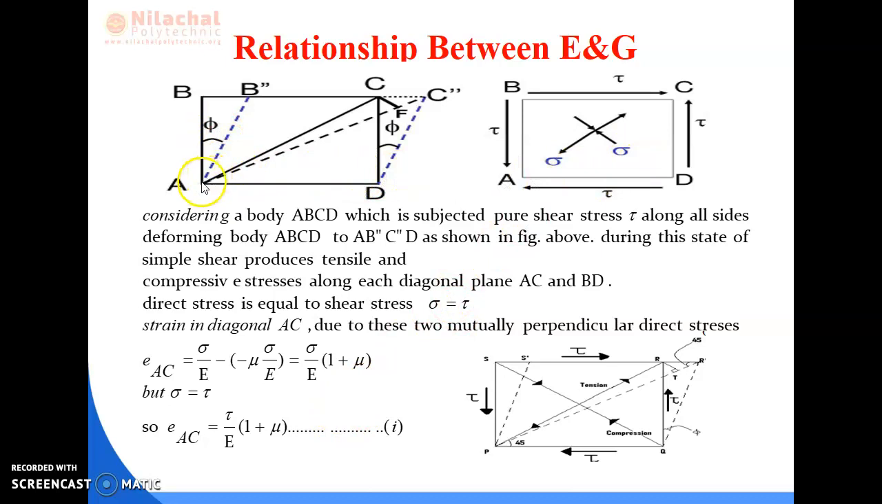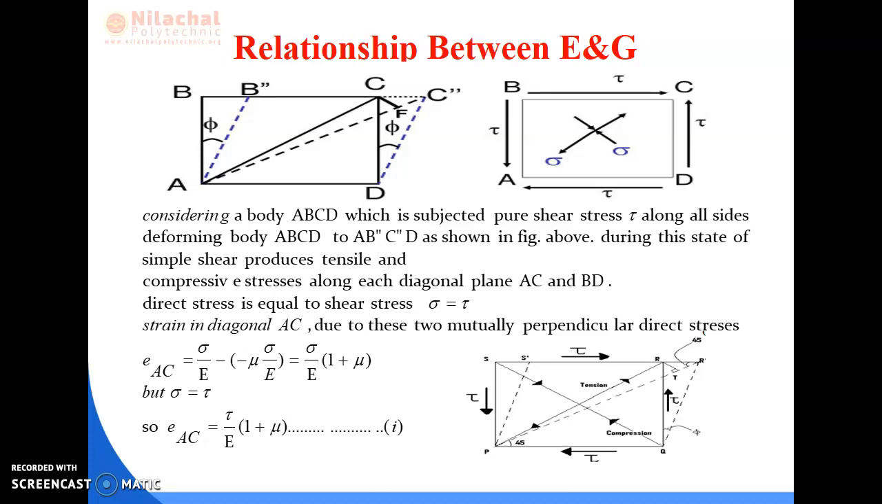In the first figure, we have seen that the diagonal AC is going to change to AC double dash. Now, a change in length of the diagonal takes place. That is, the strain in diagonal AC is equal to the longitudinal strain along AC and the lateral strain along BD. We know that Poisson's ratio is equal to lateral strain by longitudinal strain. If we consider the AC axis, then the strain produced along BD is known as the lateral strain.